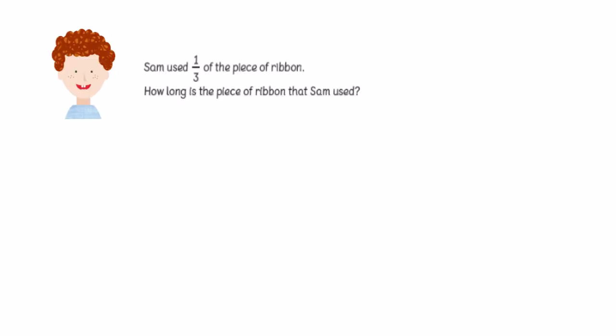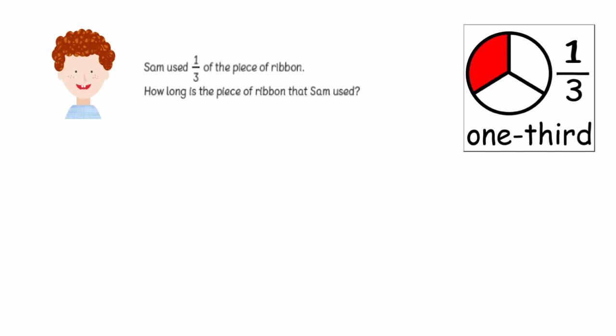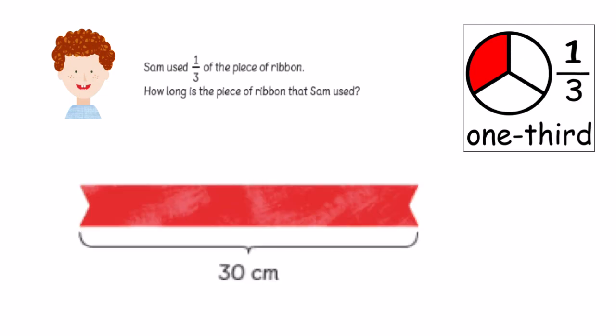Sam used 1/3. If I want to find 1/3 of something, how many equal pieces will I split it into? Do I look at the numerator to find this, or do I look at the denominator? I need to look at the denominator, and I know that I need to split my ribbon into 3 equal pieces, and then I can find one of those 3 pieces. I can find 1/3. Here is my ribbon, and I have split it into 3 equal pieces. Do you think you could show this with a number sentence?